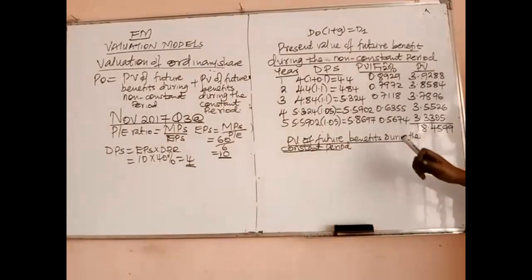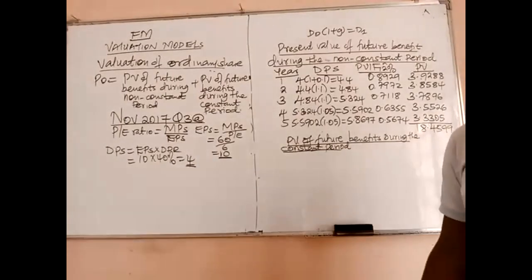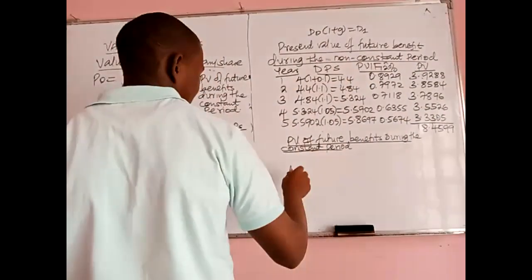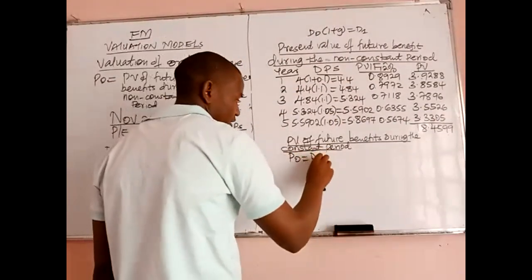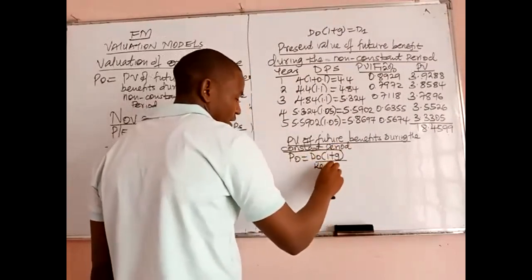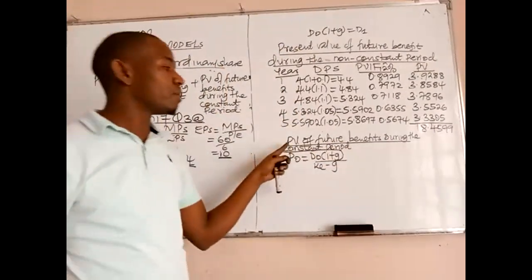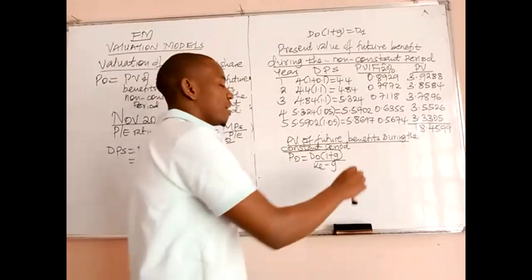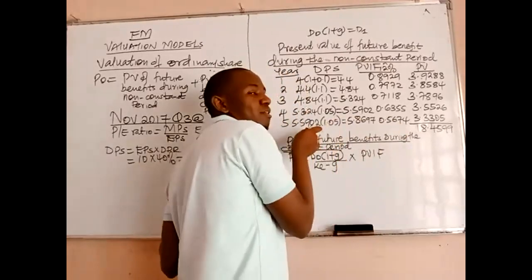So we know first how to get the value of the constant. How do you get the value per share of constant ordinary dividend shares? We say the value is given by what? D0(1+g) over (Ke - g). But in our case, we want the present value, so you multiply by the present value interest factor. This will still be for year 5.